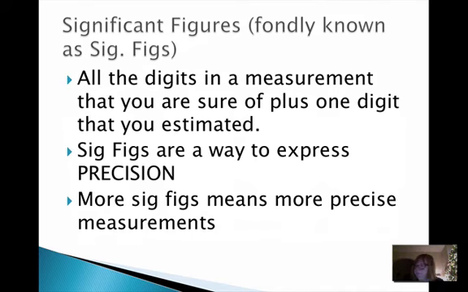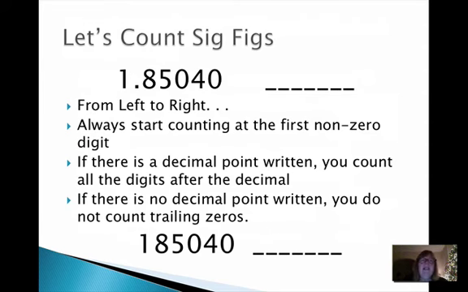All right, now this is important, and you're going to hear about this a lot. It's significant figures. Some teachers will call them sig figs. Some teachers will call them significant digits, but whatever it is, they're all the same. It's all the digits in a measurement that you're sure of, plus one digit that is estimated. It's a way to express precision. The more sig figs you have, the more precise. So let's count our sig figs. 1.85040. That's a precise measurement here.